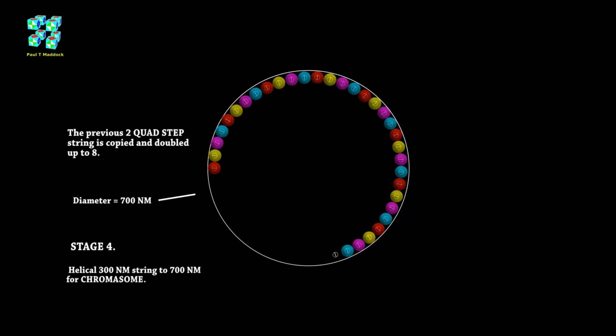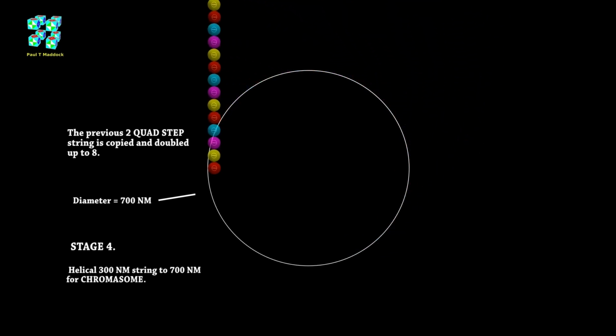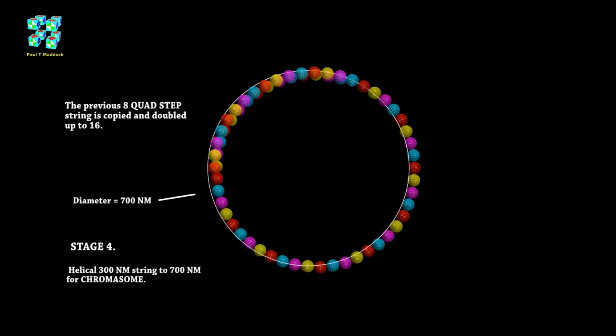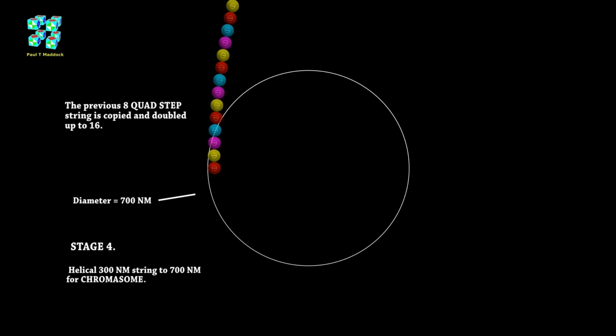Okay, now we'll reverse this back to vertical again. So we can double up this 8 quad step to a 16 quad step string. Now you can see how it goes together again. And we'll reverse back. So now to save a bit of time, I'm going to double up to a 32, then to a 64, and then a 128, and I'm going to show you the 128.